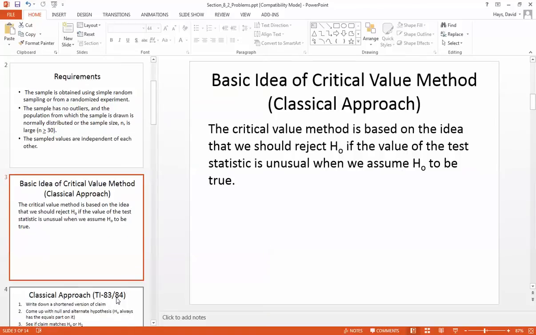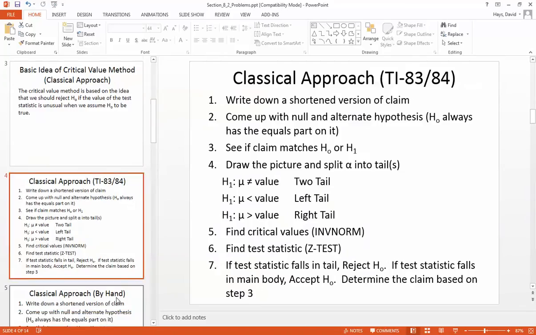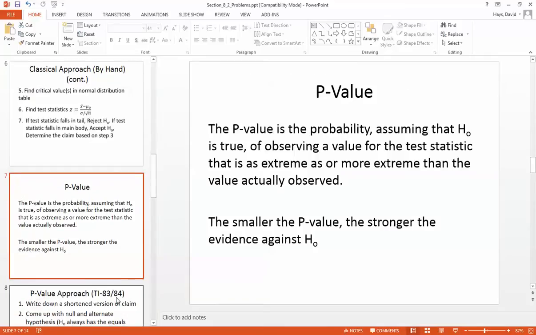Now, this first part talks about the critical value method, and we're going to skip over that. This video is specifically focusing on the p-value approach using the TI-83, TI-84. So let's go down to that.